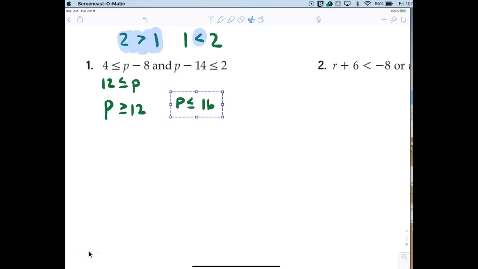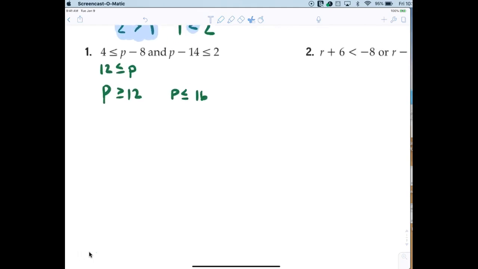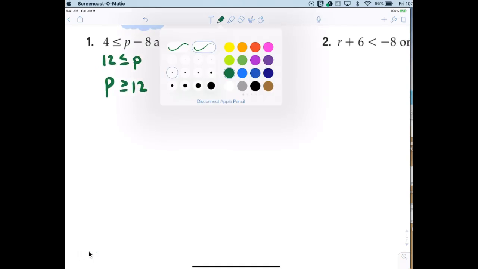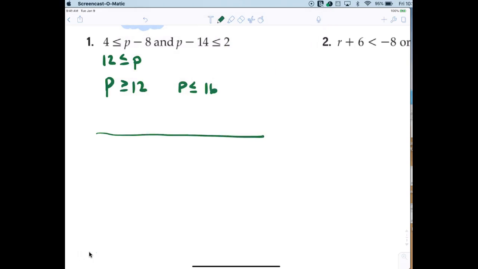Okay? So now I'm going to draw this on a number line so you can see what's going on. On this number line, here we go. I am 12 here, and I'm 16 over here. Greater than or equal to 12 is a solid dot going to the what? Going to the right. Less than or equal to 16, solid dot going where? To the left. So that means the solution is everything between what? 12 and 16.